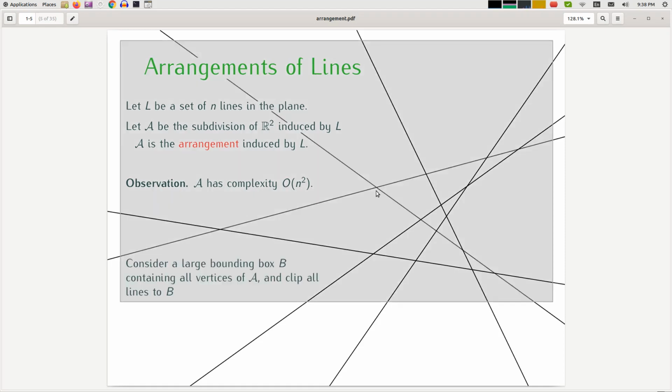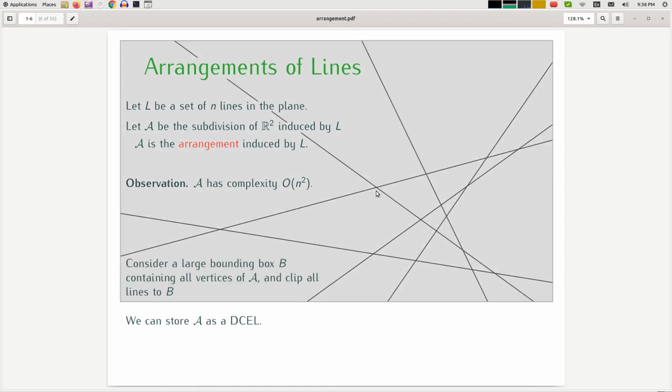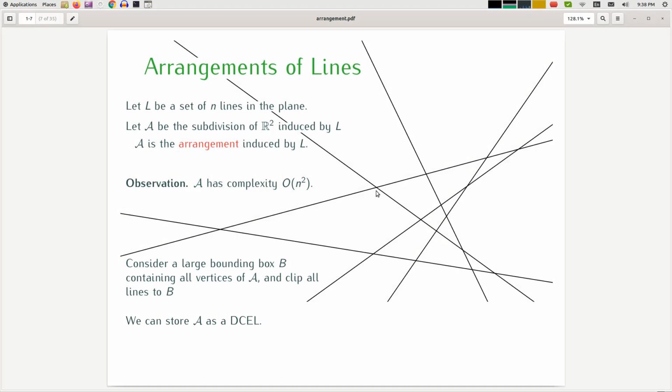And there's actually an algorithm that can compute the doubly connected edge list that stores the structure in n squared log n time. The idea is basically to just use a sweepline algorithm. By putting a bounding box around them and clipping the infinite lines, I could just run a normal sweepline algorithm treating these lines as line segments. The sweepline algorithm will maintain the doubly connected edge list, and the running time will be n squared log n.